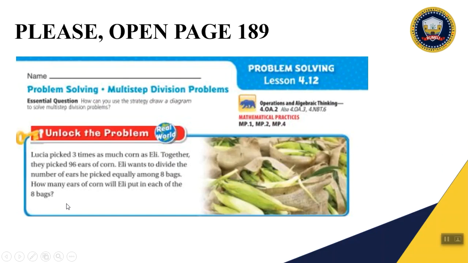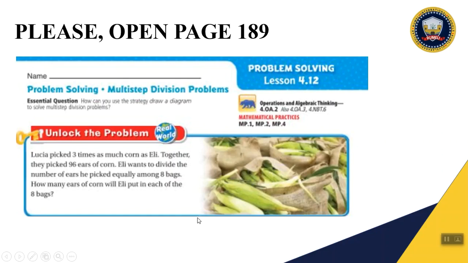Guys, let's move step by step because there are so many steps in this question. First of all, it says Lucia picked 3 times as much corn as Ailey. So, may I say like this? If Ailey gets 1 corn, Lucia will get 3 corns because it says 3 times as much corn as Ailey, right? So, if Ailey gets 1 corn, Lucia will get 3 corn.